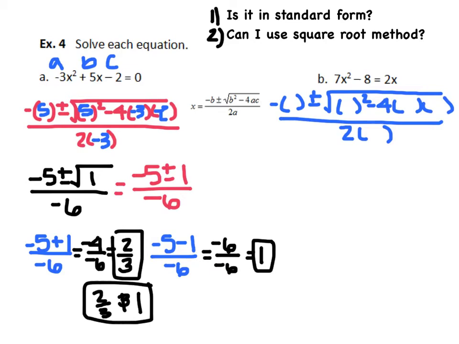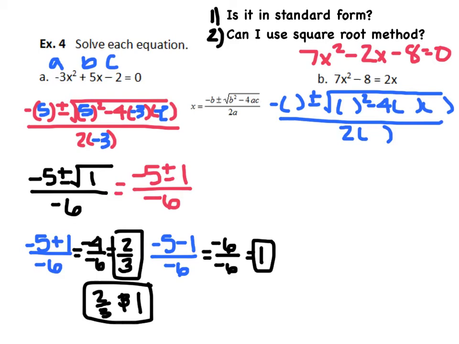Alright, second problem. Hopefully you guys noticed that the first thing I have to do is get rid of that 2x, which is on the wrong side, because this is not in standard form. So if I move that positive 2x to the other side, it becomes -2x.